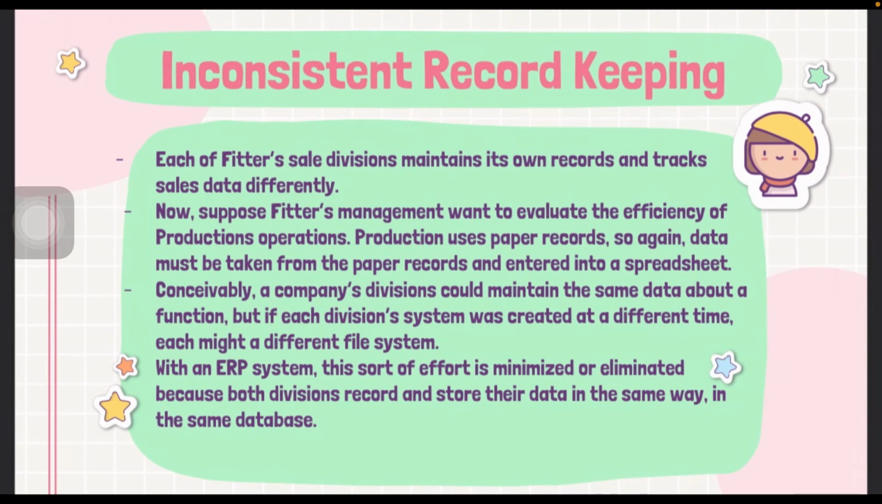Inconsistent record keeping. Each Fitter sales division maintains its own records and tracks sales data differently. For the whole sales division, the accountant could run sales summary reports for each state in the Mid-Atlantic region by month. The production uses paper records, so the data must be taken from paper records and entered into a spreadsheet. With an ERP system, both divisions record and store their data in the same database. Then the questions regarding the company's performance can be answered in a minute.